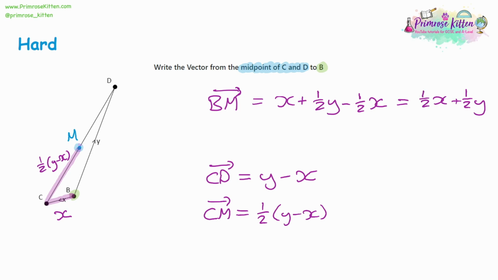You'll also notice a little pattern. From B, we can see we've got X going in one direction and Y going in the other direction. Now, we're going to this midpoint, and you might be able to see that half X plus half Y actually goes in between those two directions.